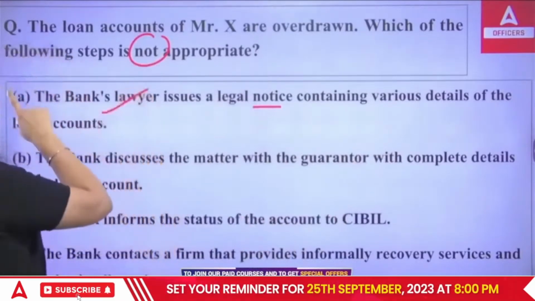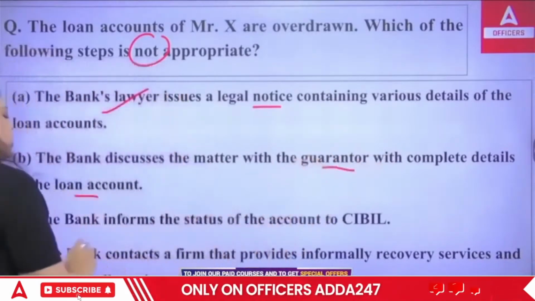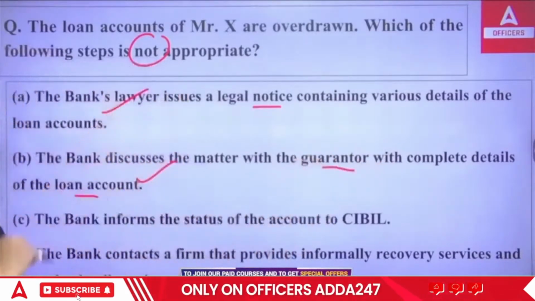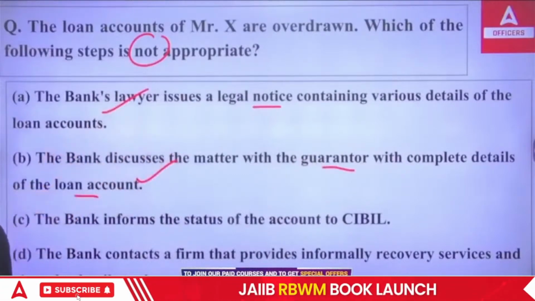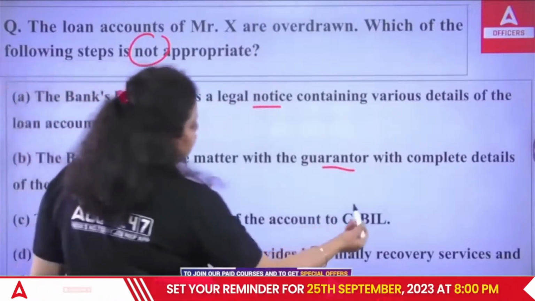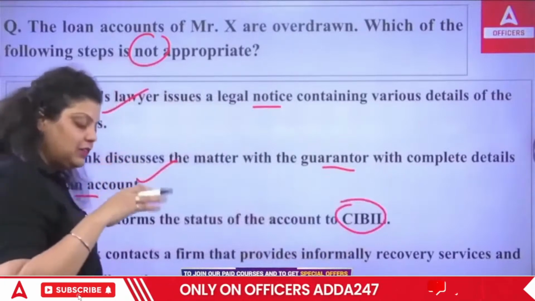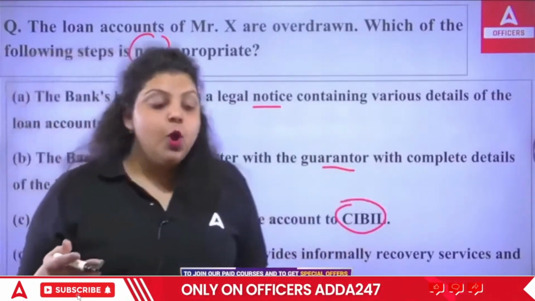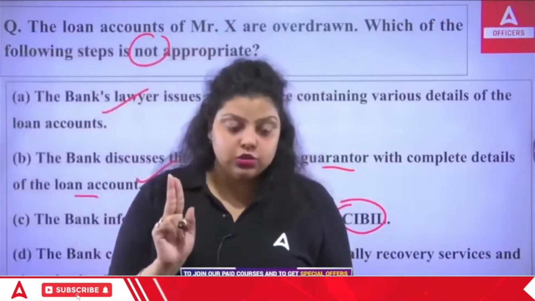This is true. The bank discusses the matter with the guarantor with complete details of the loan account. This is also true. After facing the overdrawn condition, you have to talk with the guarantor about that. The bank informs the status of the account to CIBIL. This is also true. CIBIL is what? Credit Information Bureau of India Limited, that gives the rating to the customer on the basis of their credit card repayment and loan repayment condition.